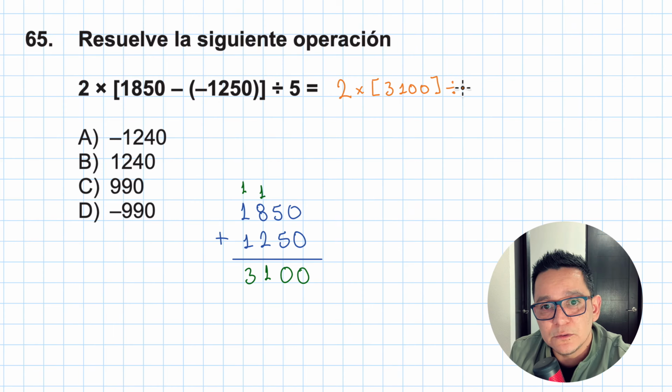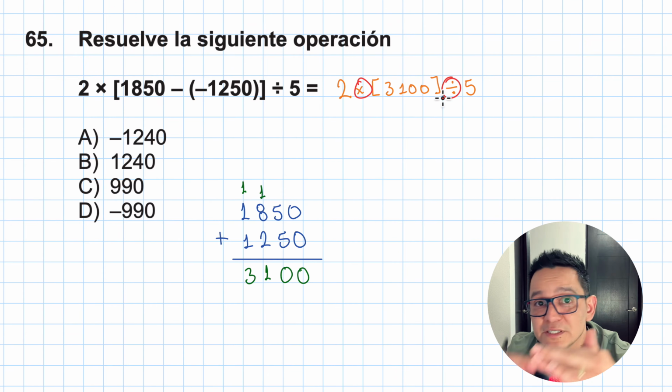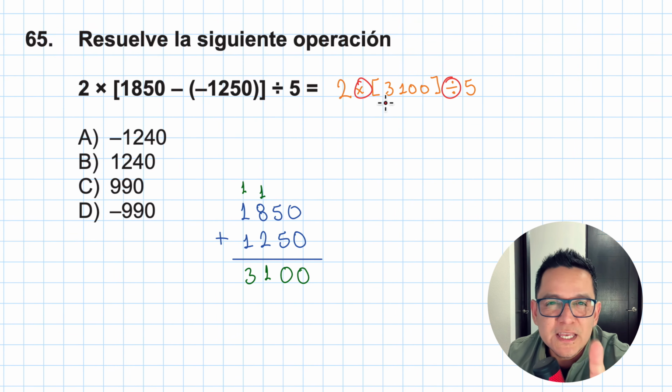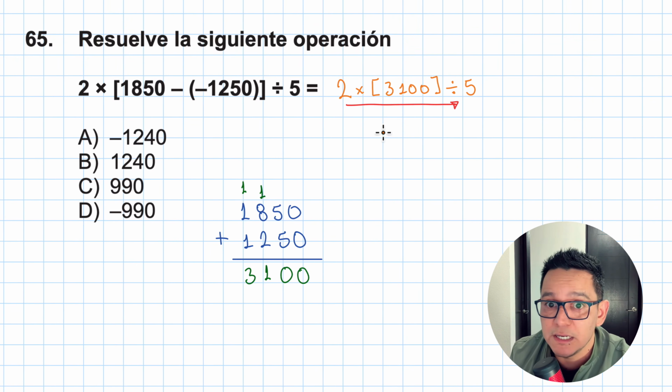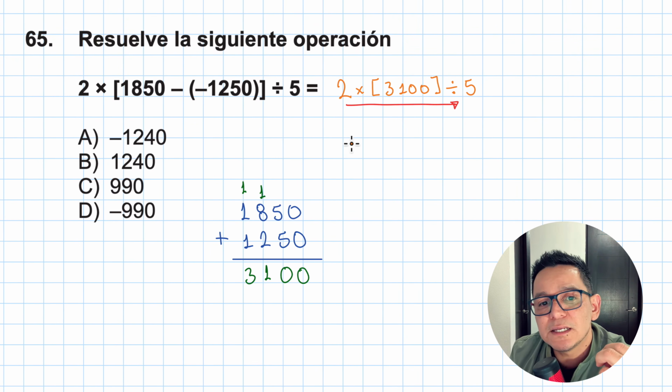And this is divided by 5. Done now? Also remember that in the order of operations, it tells us that multiplication and division are at the same level, right? And also, there's a little rule that when we have multiplication and division together, we have to do it from left to right, right? So let's do the multiplication first, and then the division. The multiplication is simple, right? 2 times 3,100 gives me a total of 6,200, and we're going to divide this by 5.